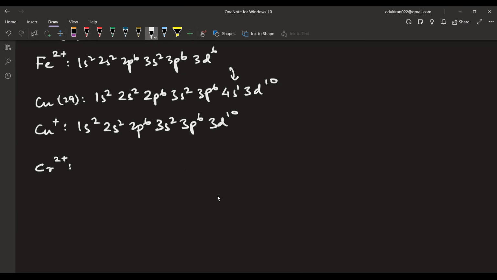Did you write for chromium, Fahad? Yes, sir. तो फिर उससे बस 2 इलेक्ट्रॉन हटाने हैं. सर किससे हटाना वो समझ नहीं आता. इससे हटाना वो समझ नहीं आ रहा. ठीक है, चलिए बताइए. क्रोमियम को बताइए, सॉरी 2 प्लस नहीं, क्रोमियम को बताइए.